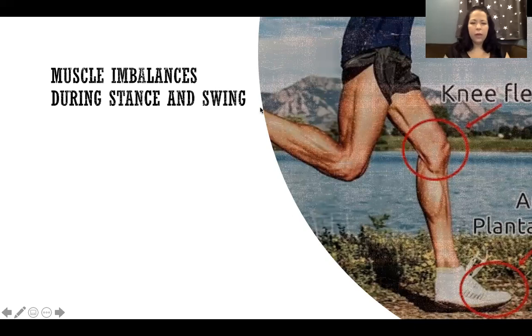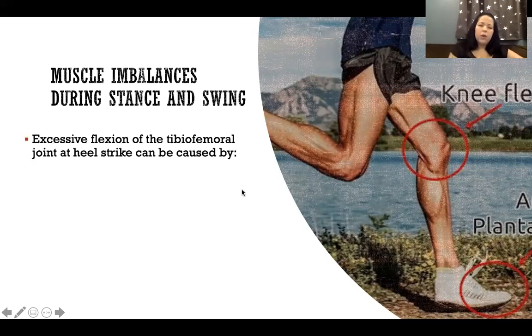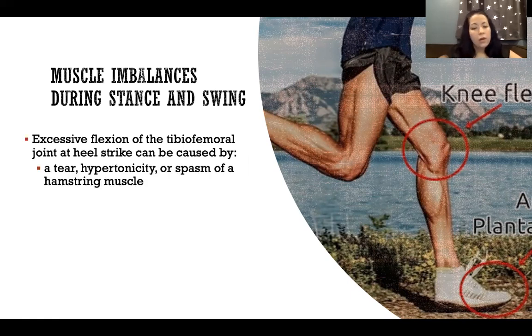Okay, so muscle imbalances during stance and swing. Excessive flexion of the tibiofemoral joint at heel strike could be caused by lots of different things. So too much flexion when the heel is hitting the ground could be that there's a tear, hypertonicity, or spasm of the hamstrings. In that case, we wouldn't be able to fully extend the knee because the hamstring wouldn't be able to lengthen to a sufficient point.